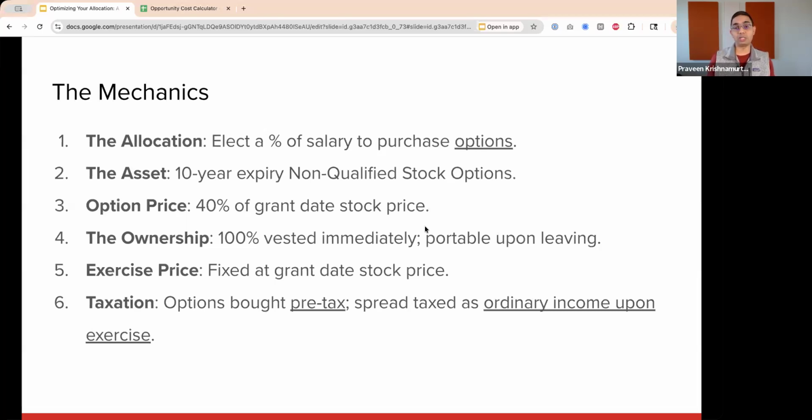You elect a percentage of your salary during open enrollment. Netflix uses the pre-tax dollars to buy non-qualified stock options at 40% of the grant date stock price. These options have a 10-year expiry. These options vest immediately, meaning they're portable if you leave, and the taxes are due only when you exercise. Specifically, the spread is taxed as ordinary income at exercise. This entire structure, the discount, the fixed strike price, the 10-year window, and the taxation, is what creates both the opportunity and the risk. So let's delve into this a little more.